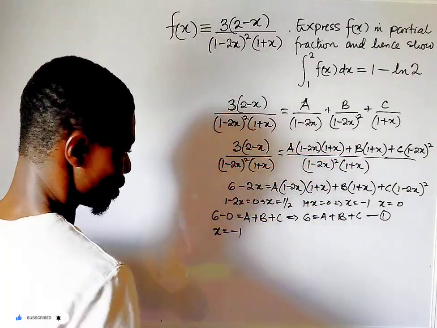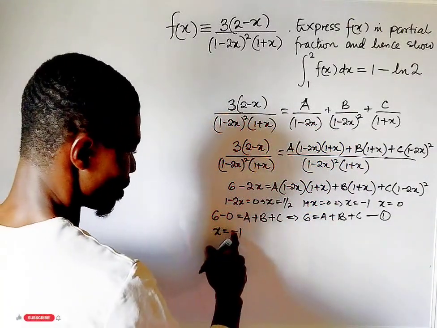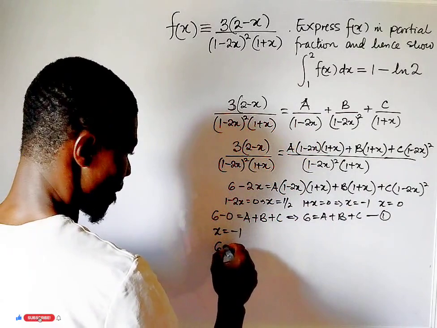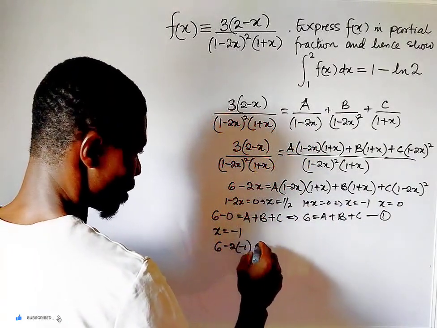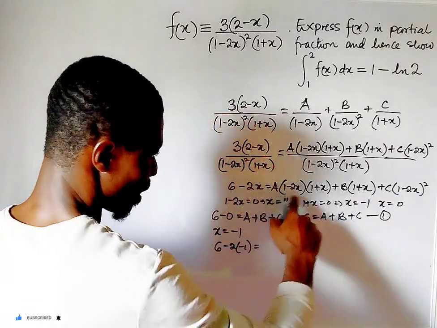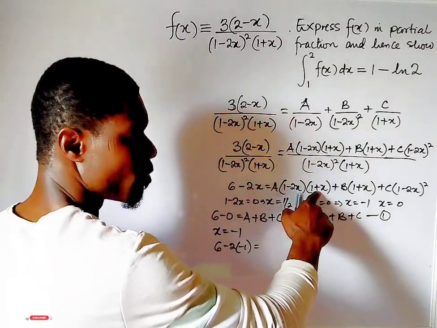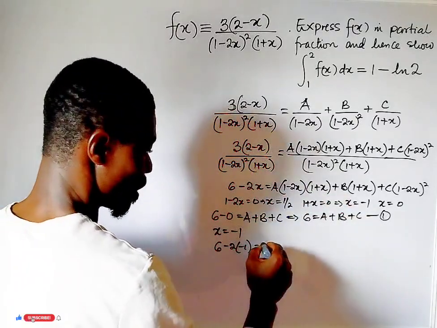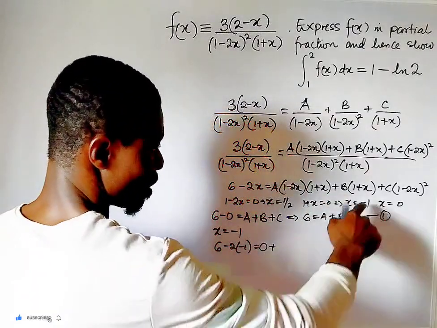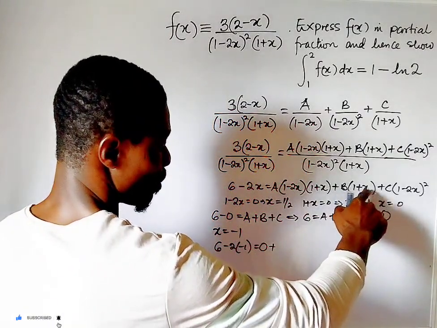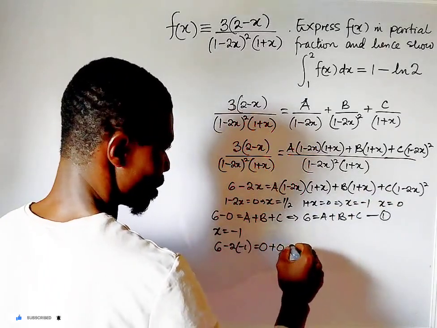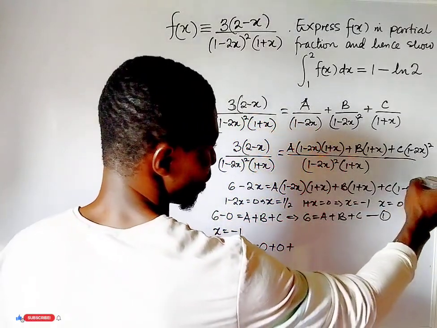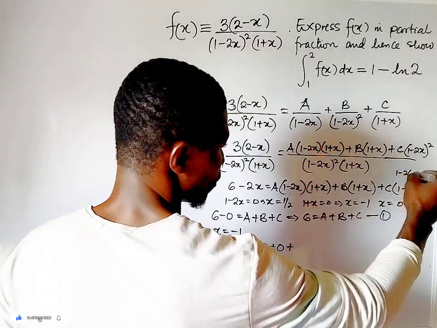Now for x equals minus 1. So here we plug in the value of x as minus 1 into the equation. So here we have 6 minus 2 into minus 1, then equals, now for here, if we plug in minus 1 here, this one becomes 0, because 1 minus 1 will give us 0. So 0 times the whole of this becomes 0. Then plus, if we plug in minus 1 here, 1 minus 1 will give us 0, and 0 times b is 0. Then plus c. Now if we plug in minus 1 here, that is 1 minus 2 into minus 1.